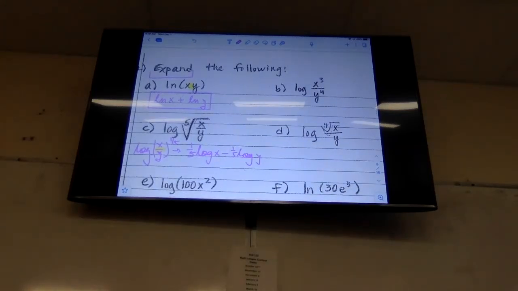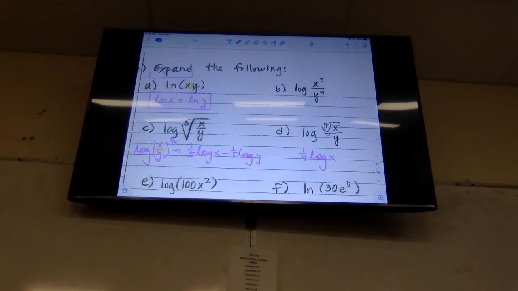I'm sorry to jump around, but let's go do D really quick. How is that different than what I just did in C? The y. Good. The radical is only on top. The y is not involved with that radical at all. So the 1/4 only goes with the log of x. It does not also go with log y.